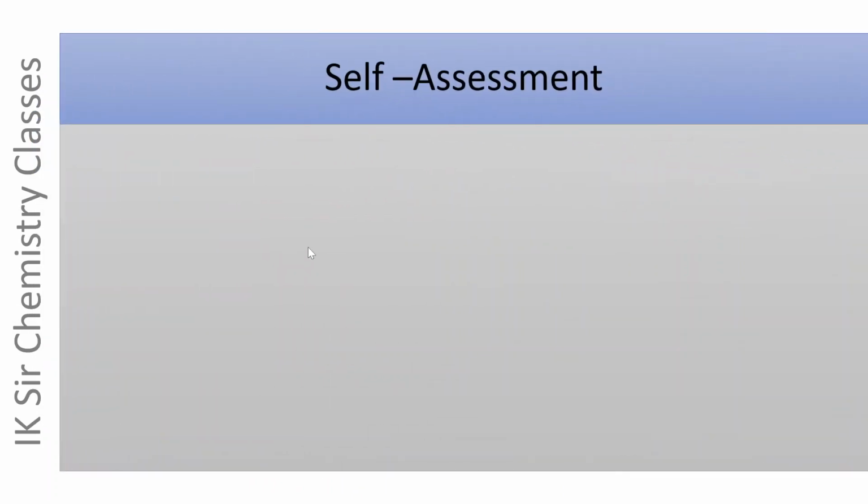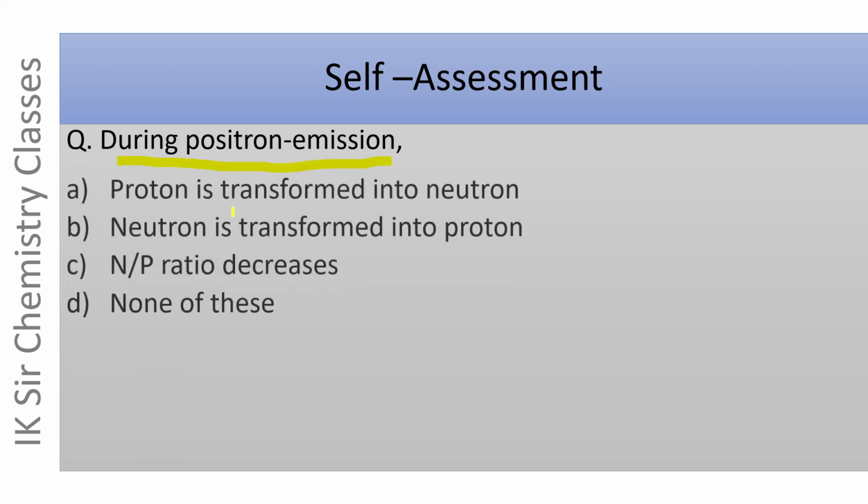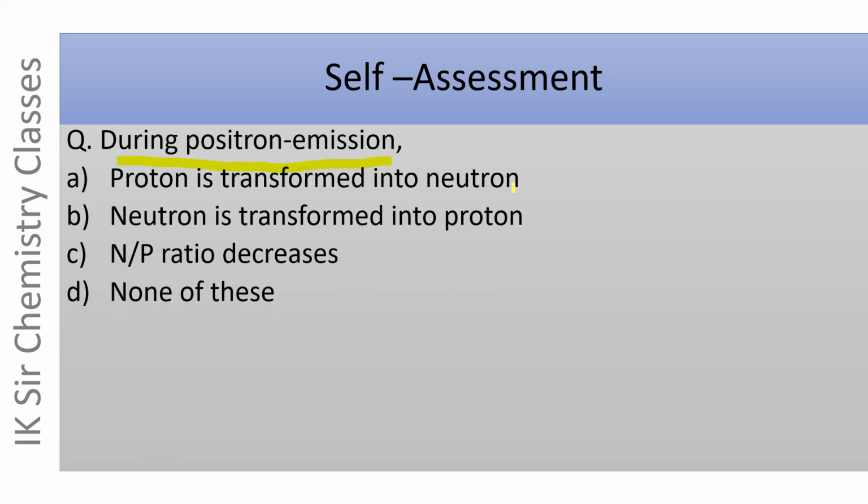There is another question for self-assessment. During positron emission, proton is transformed into neutron, neutron is transformed into proton, N by P ratio decreases. None of these. Let us try to solve this problem also taking example of positron emission as we have seen earlier.